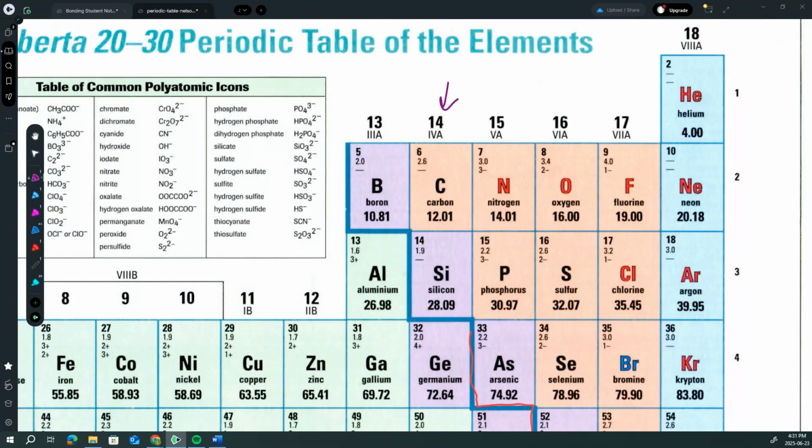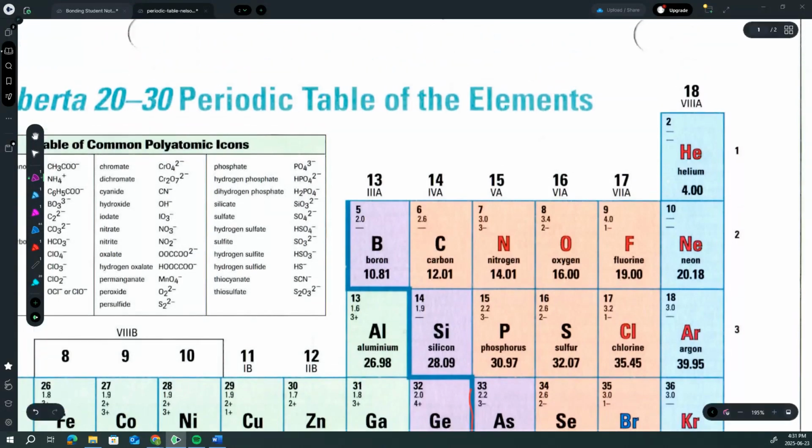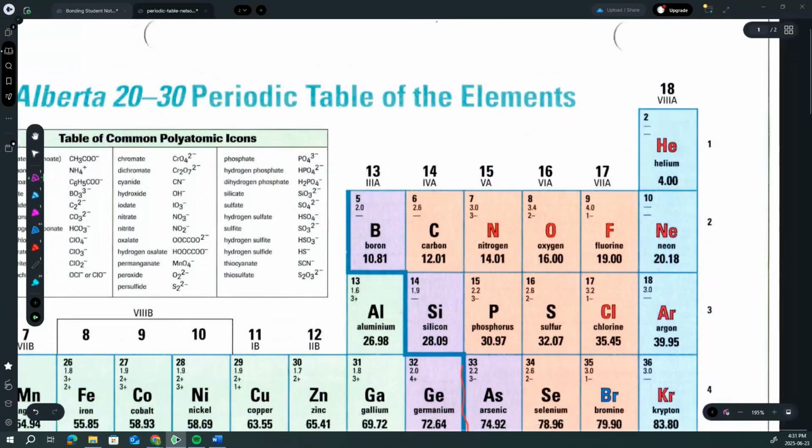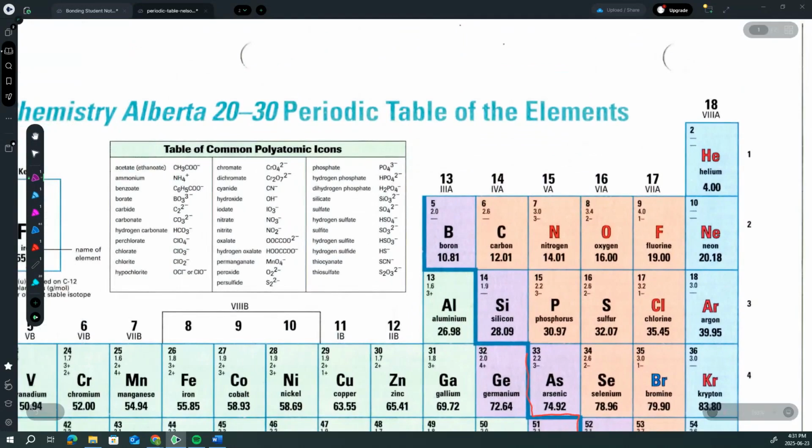Carbon, silicon, germanium, anything in group 14, are going to have 4 valence electrons. Group 15 is going to have 5 valence electrons. Group 16 is going to have 6 valence electrons. Group 17 is going to have 7 valence electrons. And group 18 elements are going to have 8 valence electrons in their Bohr energy level diagrams.